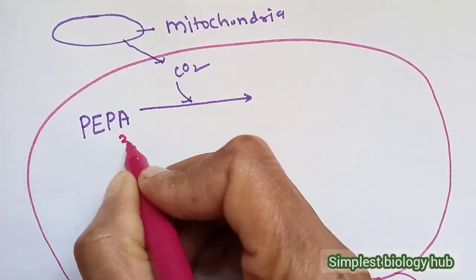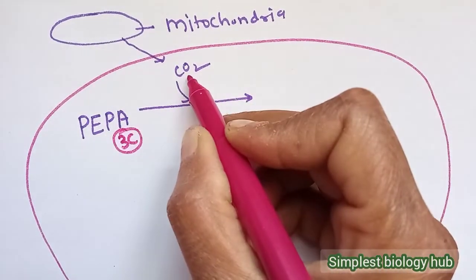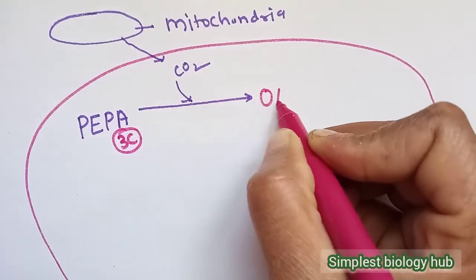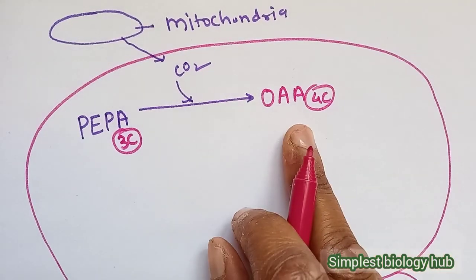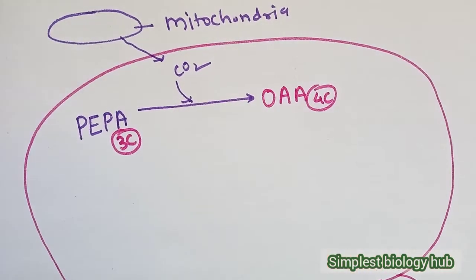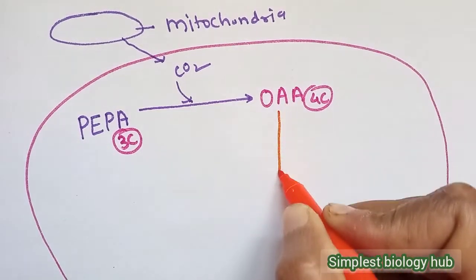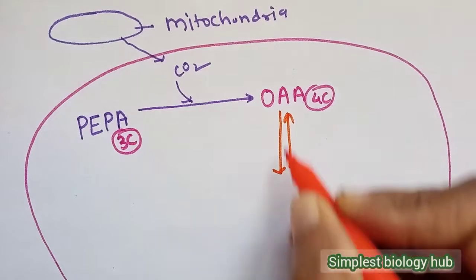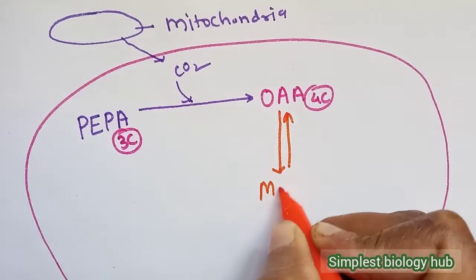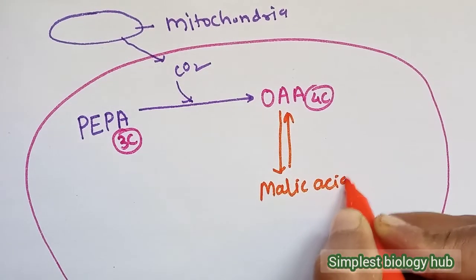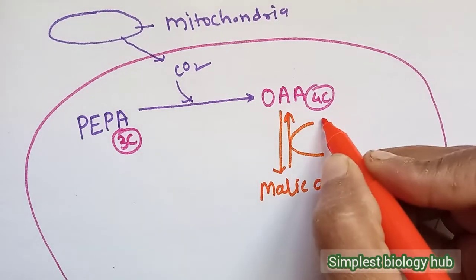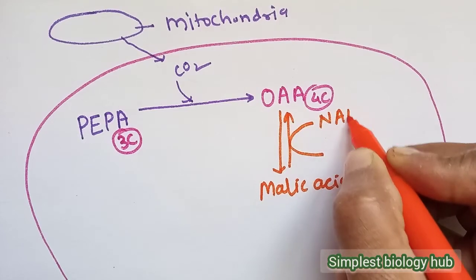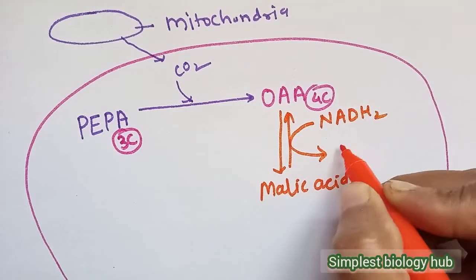Phosphoenol pyruvic acid is a 3-carbon compound. It combines with one carbon dioxide and is converted into oxaloacetic acid, which is a 4-carbon compound. It means the first stable compound in case of the C4 plant is oxaloacetic acid, which is a 4-carbon compound. It is rapidly converted into another compound, in a reversible process, that is malic acid. But for the conversion of oxaloacetic acid into malic acid, one NADH2 molecule is utilized here, and it converts into NAD.